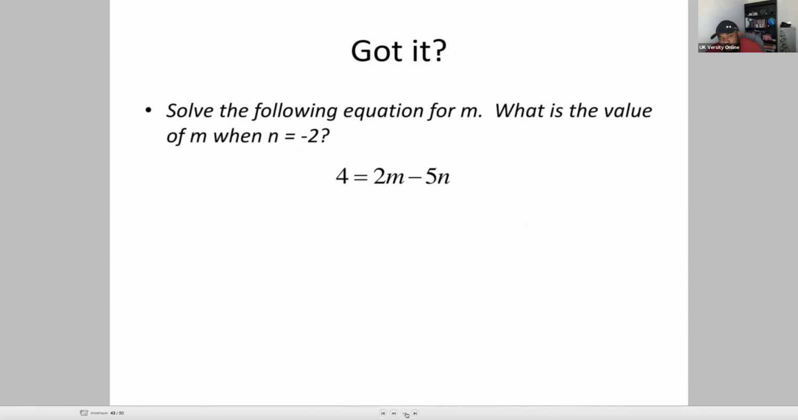Solve the following equation for m. What is true for the value of m when n equals -2?